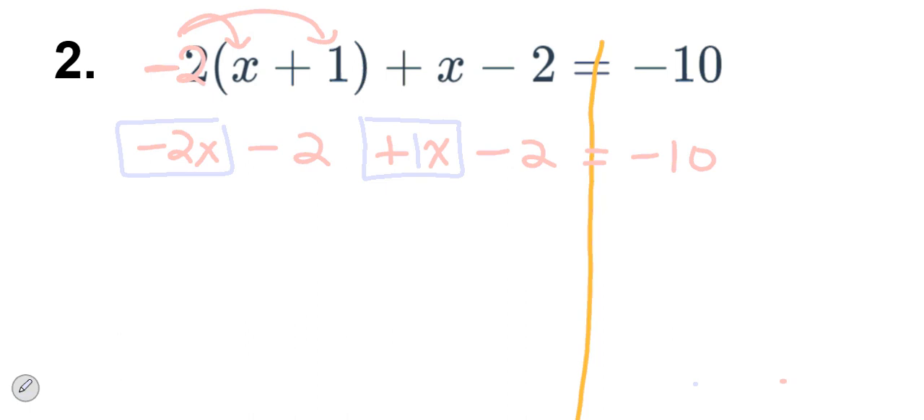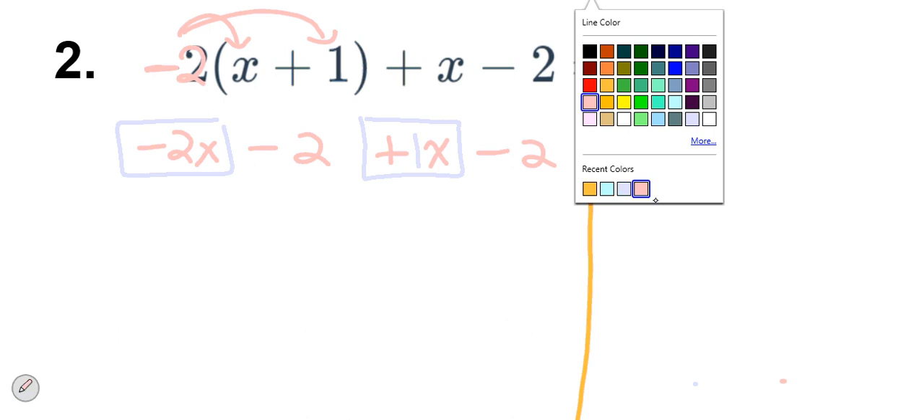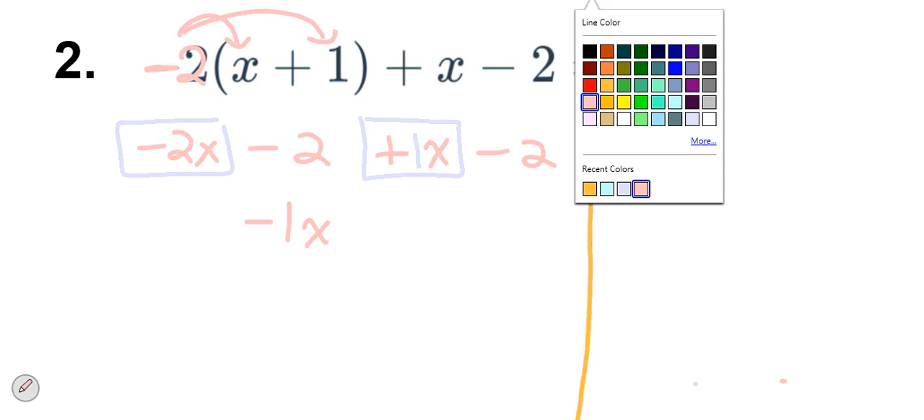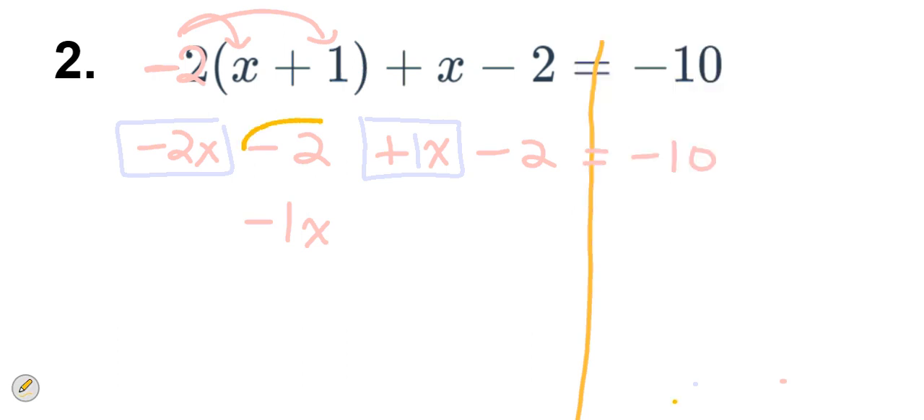So let's go ahead and combine those two, and we'll have negative 2x plus 1, so it's negative. I'm going to write the 1x. That might be helpful to us. And then let's use that harvest gold. Let's combine the negative 2 and the negative 2. Remember, combining is adding. So negative 2 plus negative 2, that's negative 4. Or I could pick up my calculator and literally just do negative 2 minus 2. All right, so negative 2 minus 2 is negative 4.